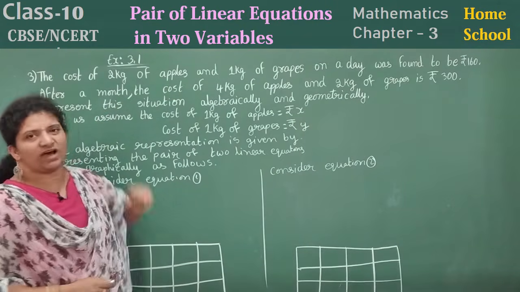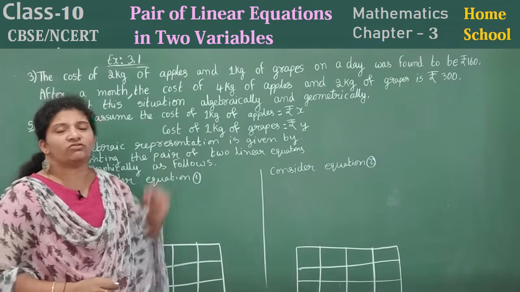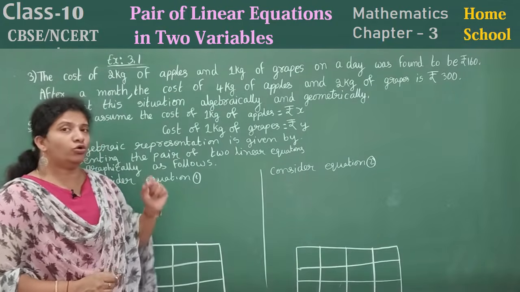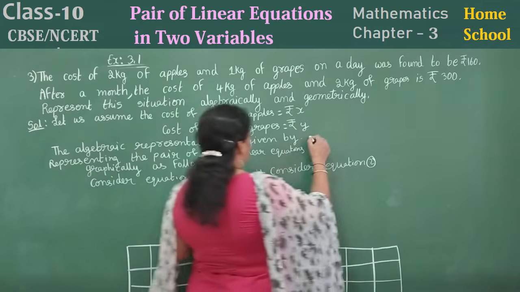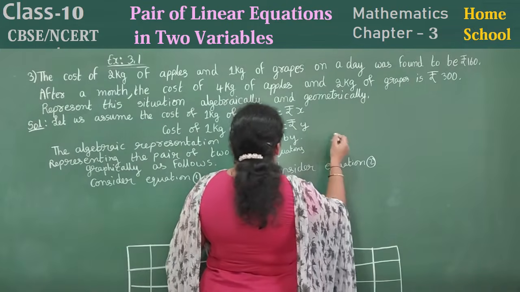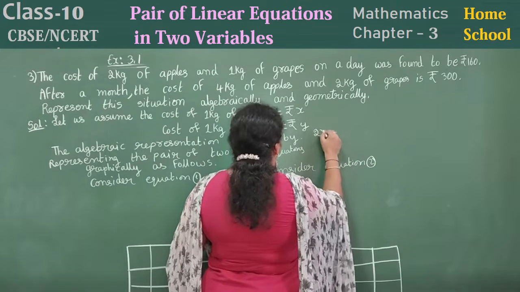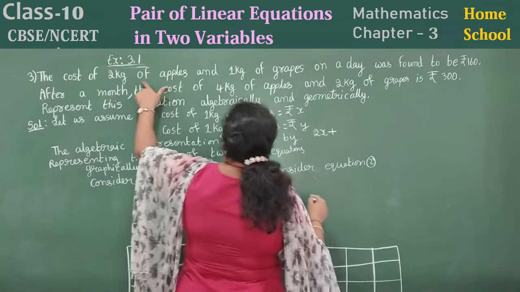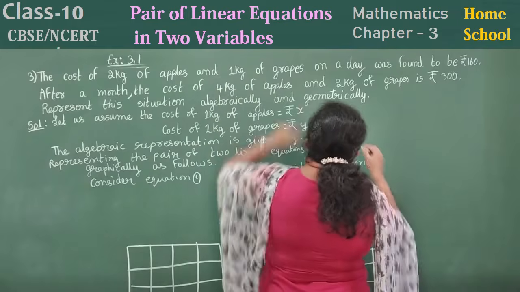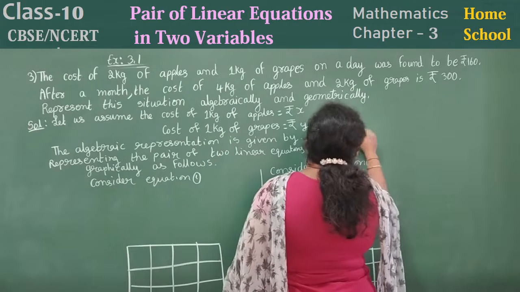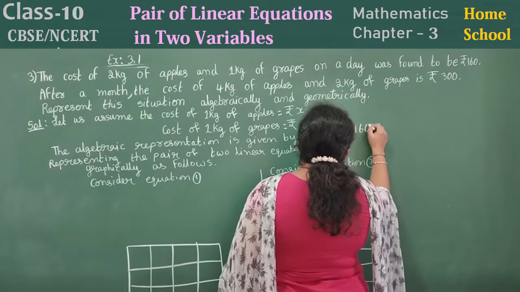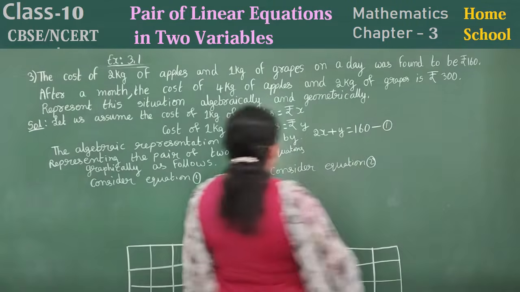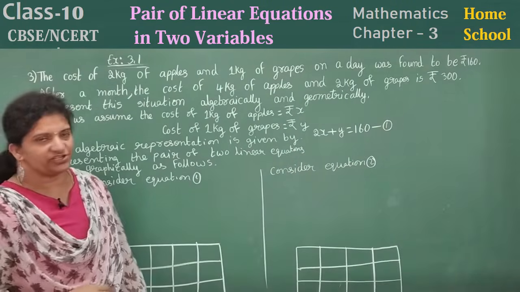Okay. So look here now. 2 kg of apples. 2 kg of apples means what? 2x. Let me write here. 2x plus y, for 2 kg of apples and 1 kg of grapes on a day, is equal to rupees 160. Mark it as the first equation.